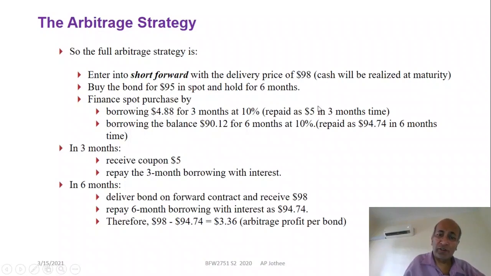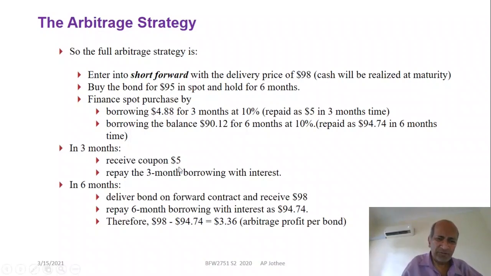You don't go and borrow $5 now. Why? Because if you borrow $5 now, you will be paying more than $5 in 3 months' time. Who is going to pay you the difference? So you borrow the present value of that $5 at 10% for 3 months. It will come to $4.88. You borrow $4.88, and the balance of $90.12 you borrow for 6 months, where you will be repaying $94.74. It will tally very correctly because the time value of money works like that.